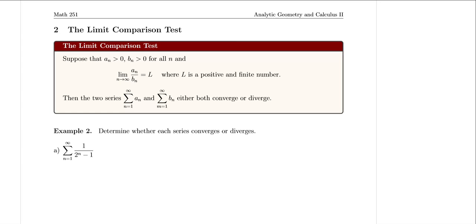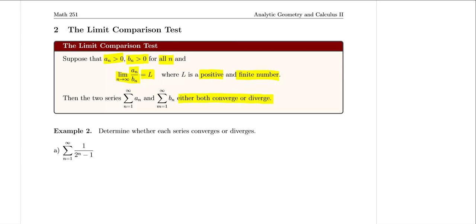So suppose that we have a sub n greater than 0 and b sub n greater than 0 for all n, which again means that we're only dealing with positive terms, and the limit as n approaches infinity of a sub n over b sub n is equal to L, where L is, and this is important, a positive and finite number. If that's the case, then the two series, the sum as n goes from 1 to infinity of a sub n, and the sum as n goes from 1 to infinity of b sub n, either both converge or they both diverge. So in other words, they behave the same.